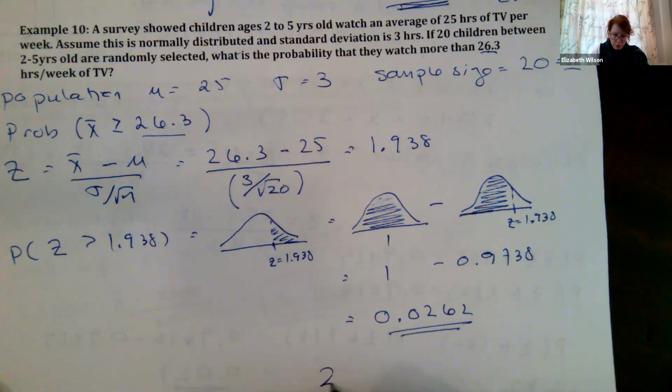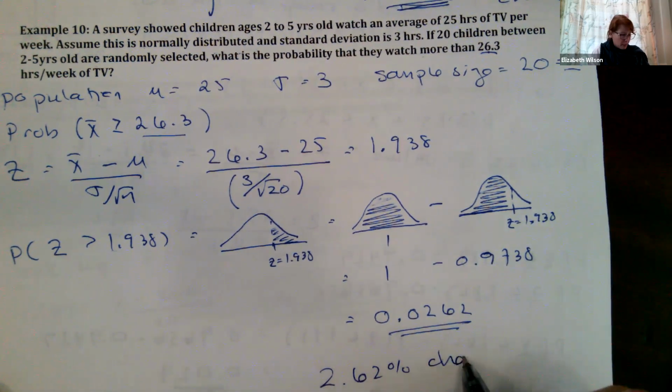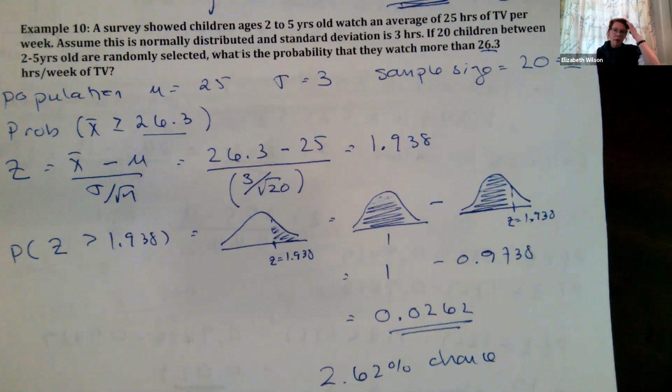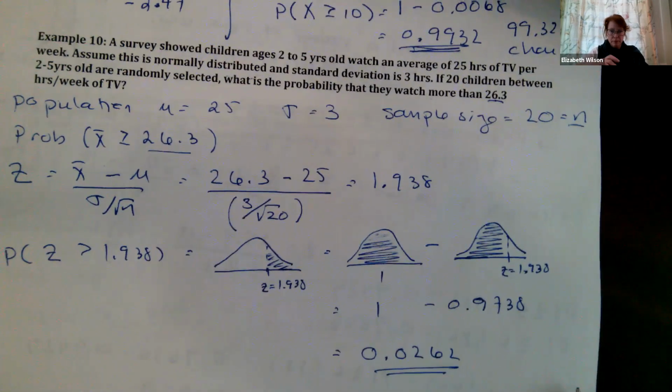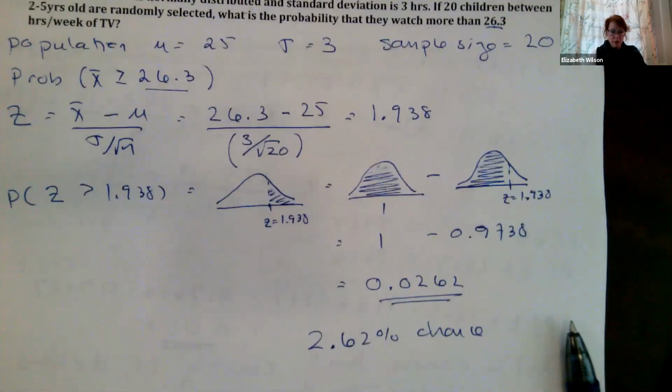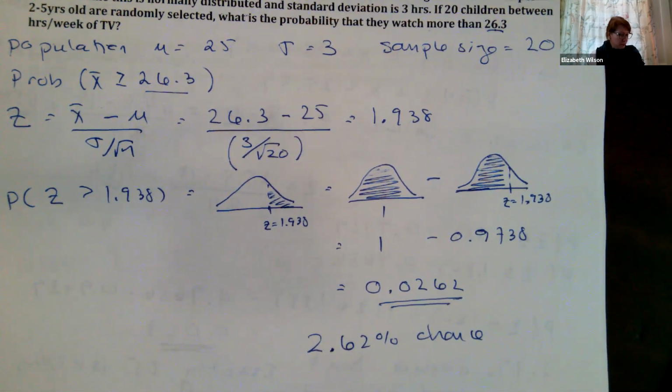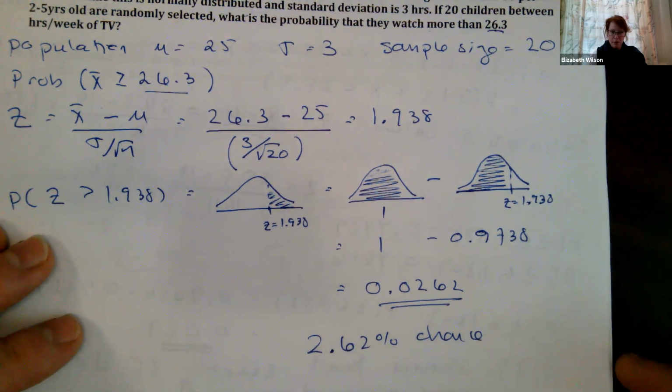So we're saying there's roughly a 2.62% chance, is how we're going to read that. If we select 20 children, the probability that they watch more than 26.3 hours per week is 2.6%. Kind of a low probability. Okay. I'll give you guys a chance to finish writing that. Does anybody need more time to keep writing?